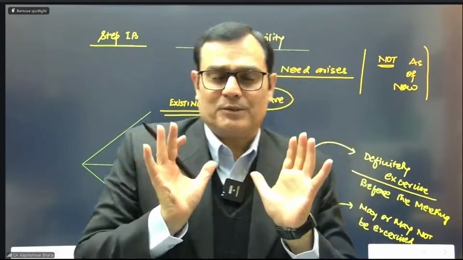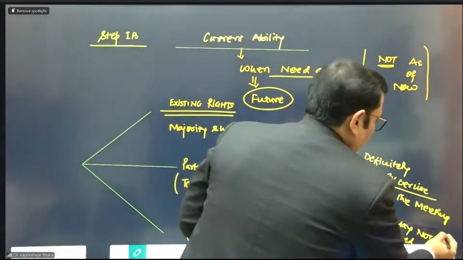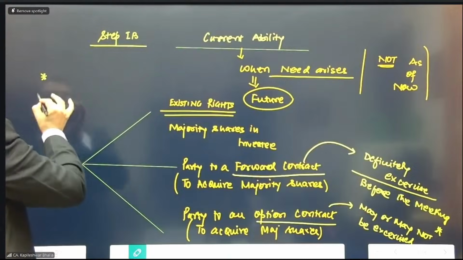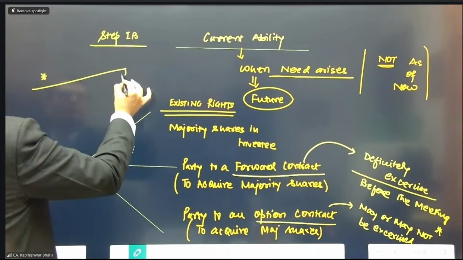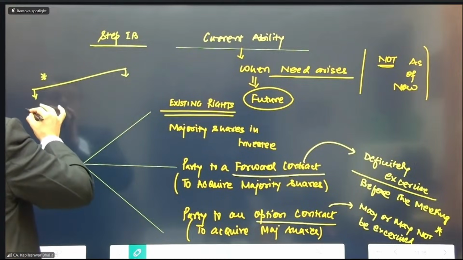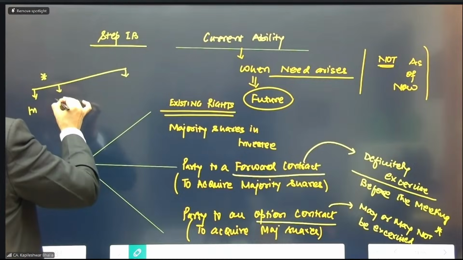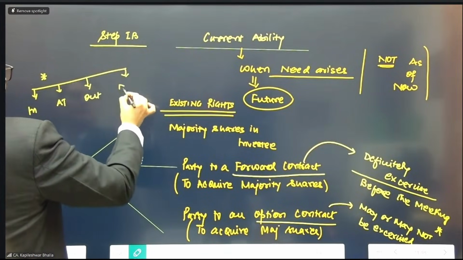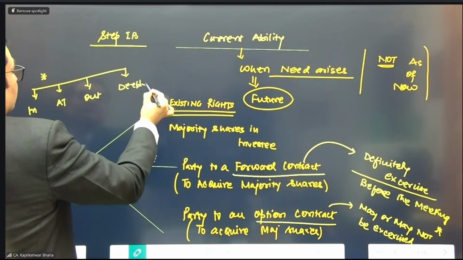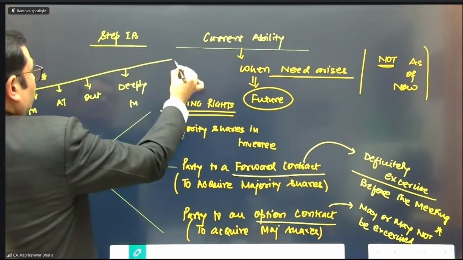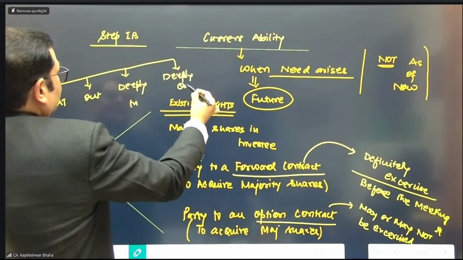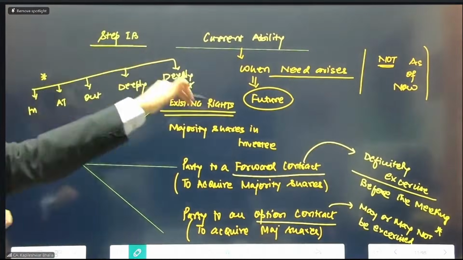Now, let me ask you something. When you say that you may or may not exercise, remember the kind of positions which were there. It was in the money, it was at the money, it was out of the money, it was deeply in the money, and it was deeply out of the money. Remember all these positions which I gave you at the time of derivative discussions, correct?